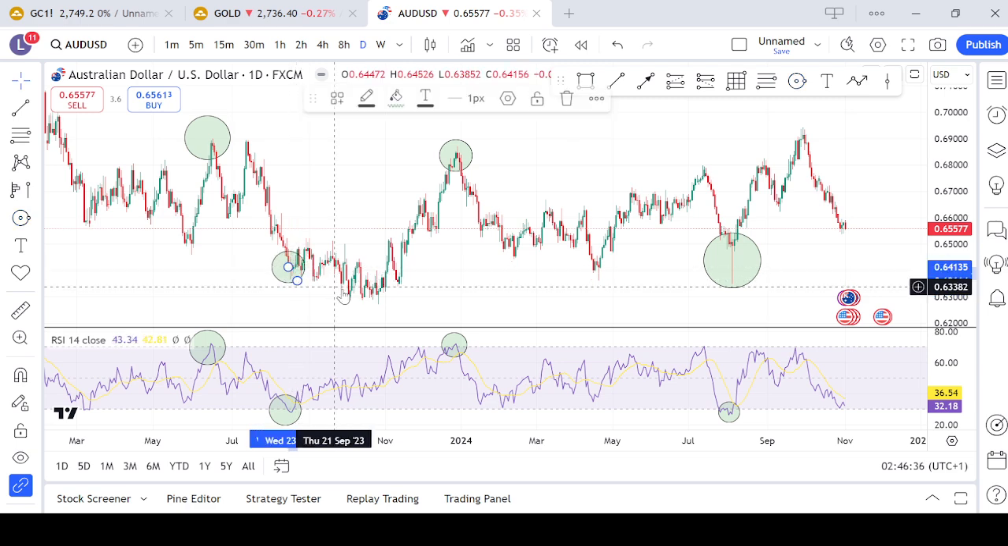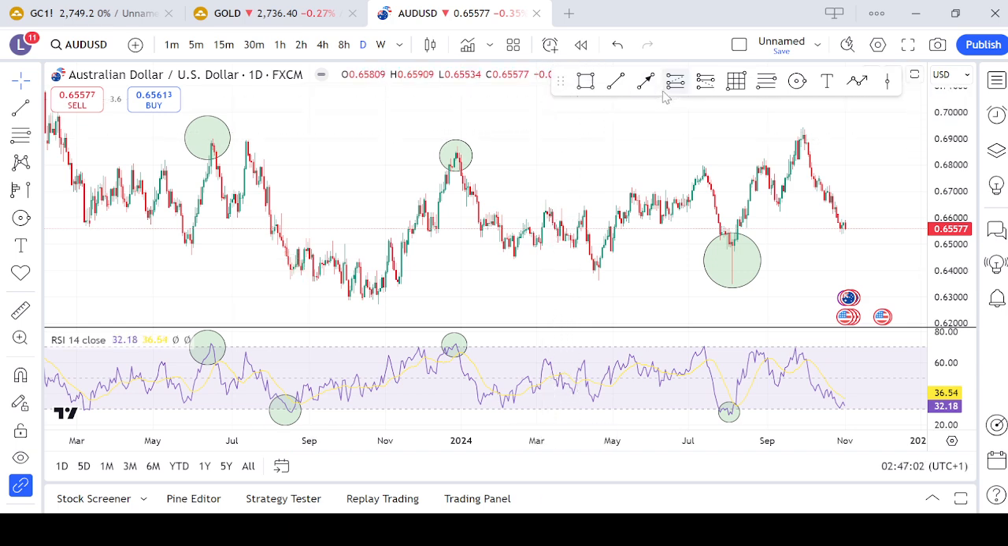So this leads to my next point. Another way you can use the RSI is by spotting divergence between the price chart and the RSI, because the RSI sometimes produces false signals. So another way you can use the RSI is by spotting divergence in the market. So this is one example.